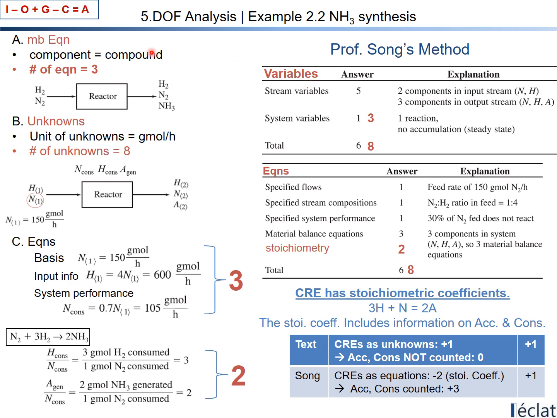Okay, let me start with step A. You should define the components of the material balance equations, and in this case the components are compounds: hydrogen, nitrogen, and also ammonia. So we have 3 compounds as the components for material balance equations. So the number of material balance equations would be 3, because the first one is for hydrogen, the second is for nitrogen, and the last equation is for ammonia. That is step A.